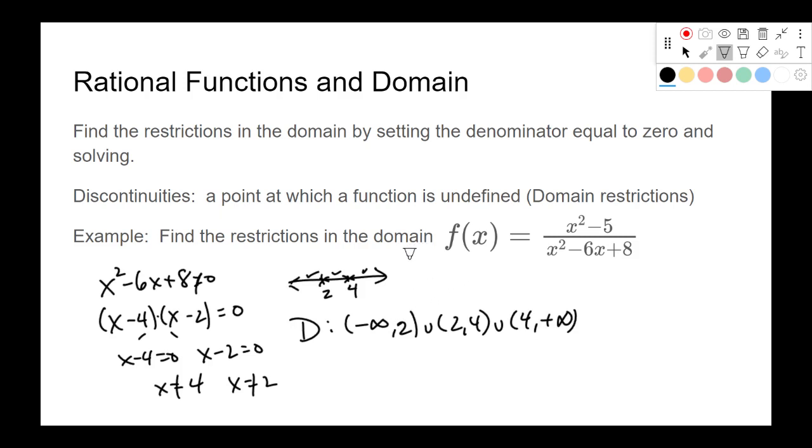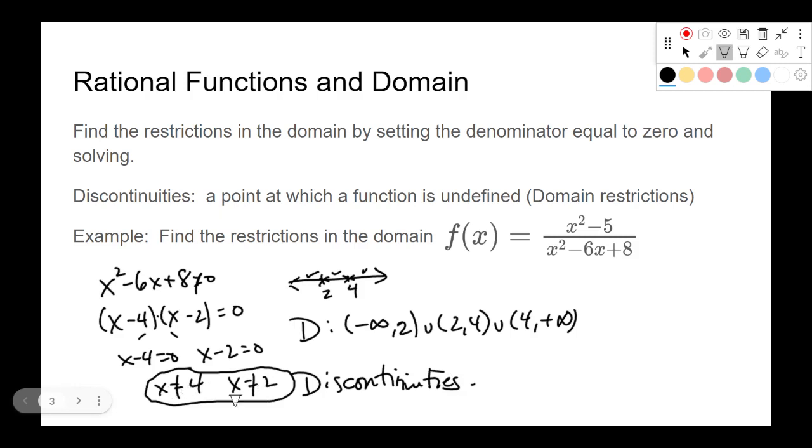Now, what we're going to do is we're going to take these two values, this x equals 4 and x equals 2, and we're going to classify them further. So, by definition, we call these two values discontinuities of the function. Okay? These are discontinuities. We know x can't be 4, we know x can't be 2. But what we want to be able to do is we want to be able to classify these two, because there's two types of discontinuities.